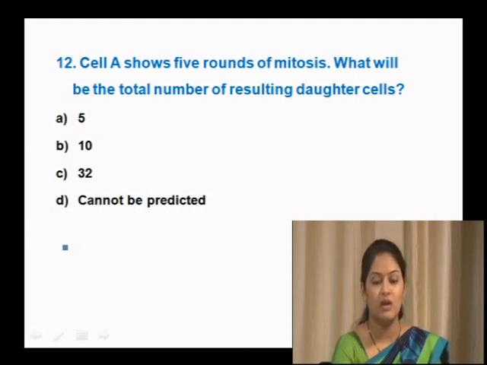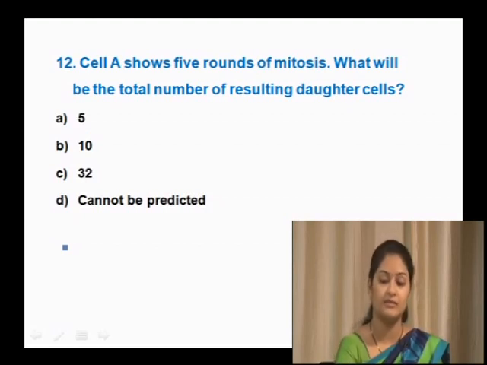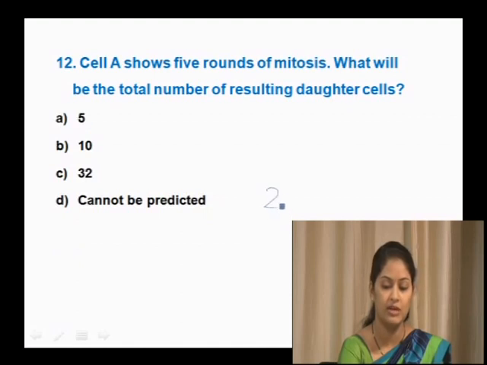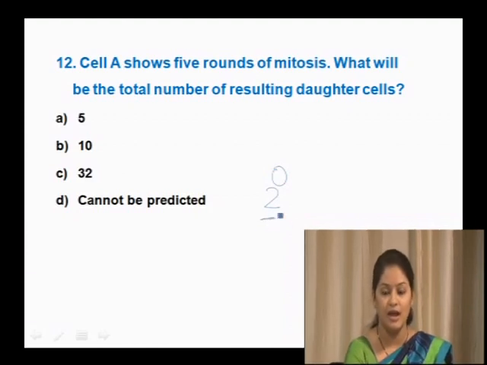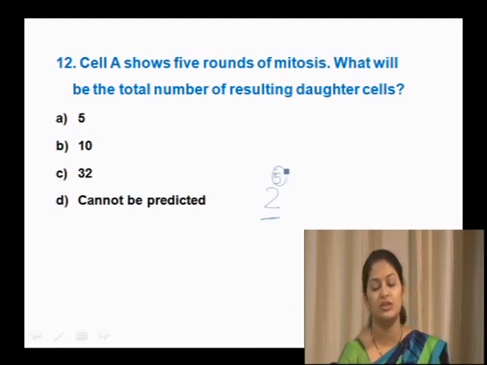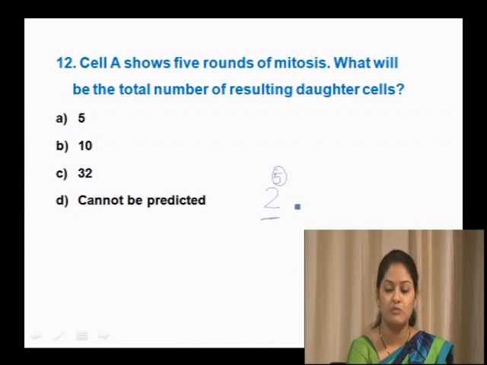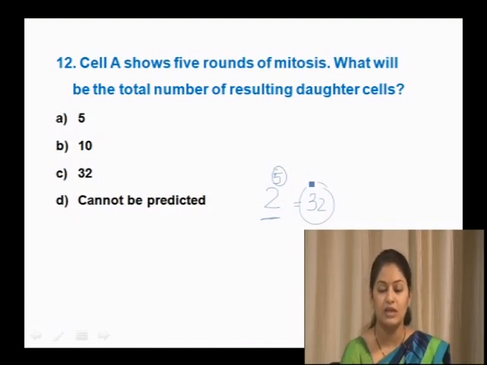Now, to calculate the number of daughter cells formed, you have to use the power of 2. We know that every time mitosis results in the formation of 2 daughter cells, and how many times it has occurred is the power. So 2 to the power 5 is 32. Therefore, the total number of daughter cells at the end of 5 rounds of mitosis will be 32.